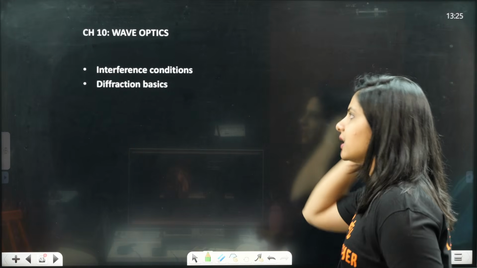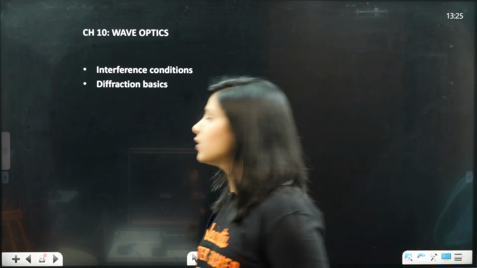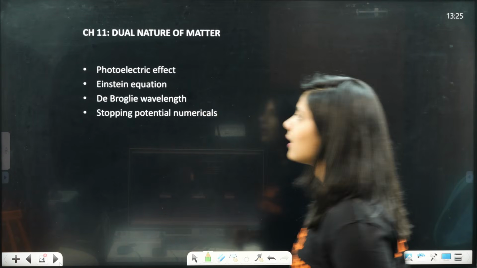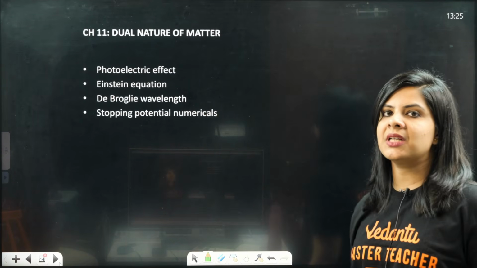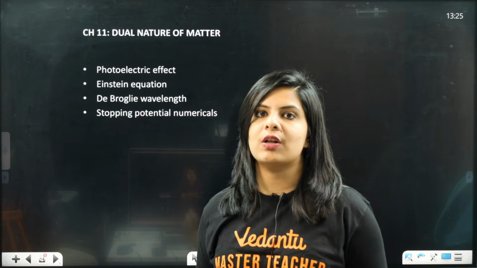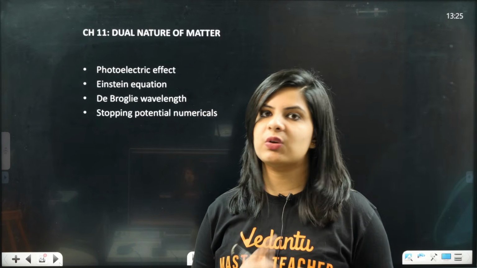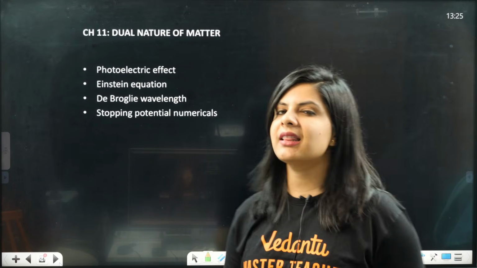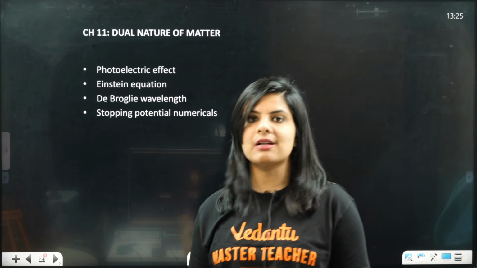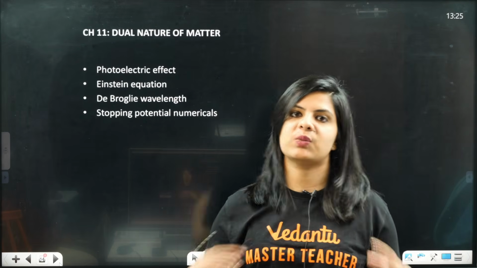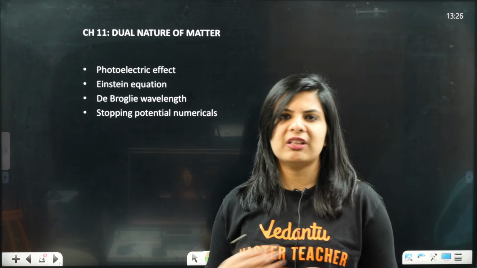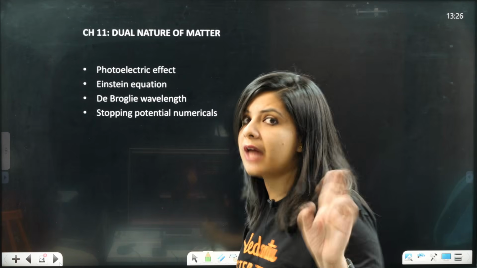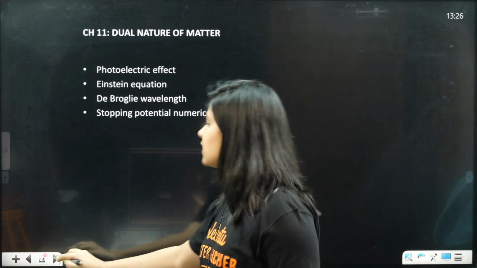Next one is wave optics: interference condition and diffraction. You can expect many questions. Then dual nature, again the whole chapter is based on a very simple concept. Just study the chapter, because we can expect a question from anywhere in this chapter, and it is not a very difficult chapter. If you have studied the experiment, then the rest of the journey is going to be smooth, and you can also expect numericals from this chapter.